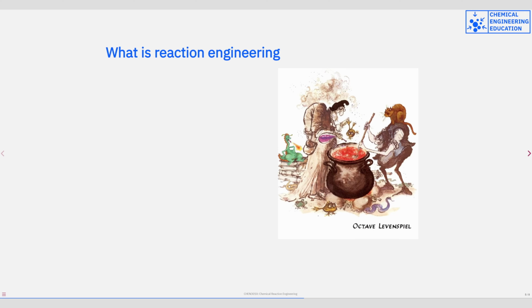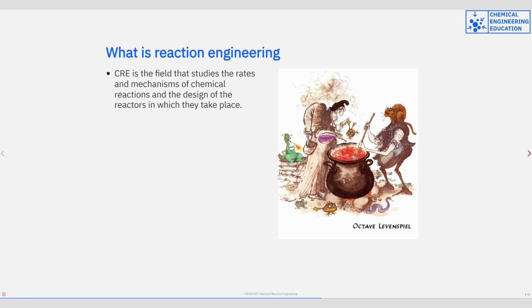In unit operations, we focused on the design of equipment for the physical treatment steps, whereas chemical reaction engineering is concerned with the chemical treatment step of the process. Chemical reaction engineering, or CRE, is dedicated to understanding the rate at which chemical reactions occur and the underlying mechanisms. CRE is also about the design of the reactors themselves, where these reactions take place.